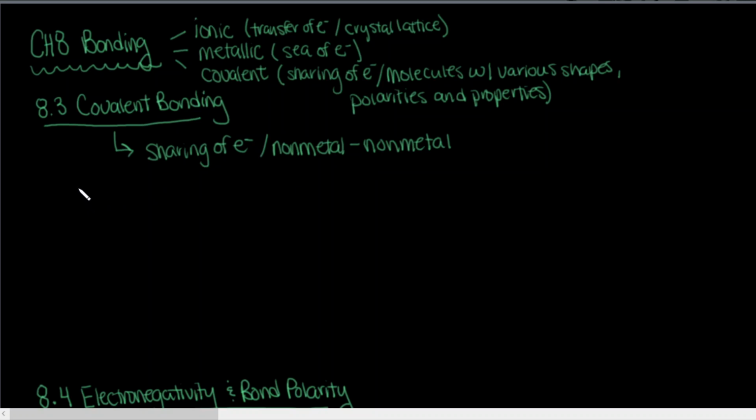So for example, if we were looking at one hydrogen atom with its one valence electron and another hydrogen atom with its one valence electron, and of course this is a 1s electron and this is a 1s electron. These two electrons, if this is 1s1 and this is 1s1, they want to be stable at 1s2. So that's not going to happen through a transfer of electrons. That's going to happen through a sharing of electrons. And so we would call that shared pair a single covalent bond.